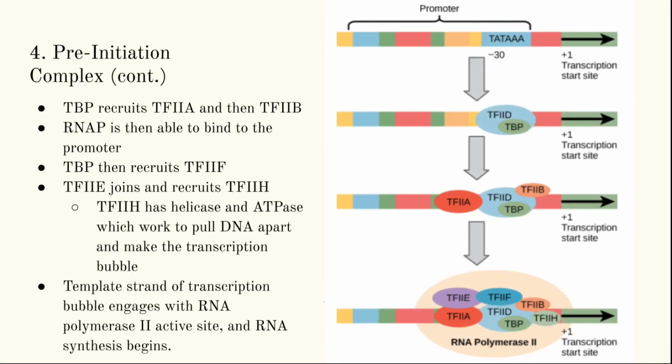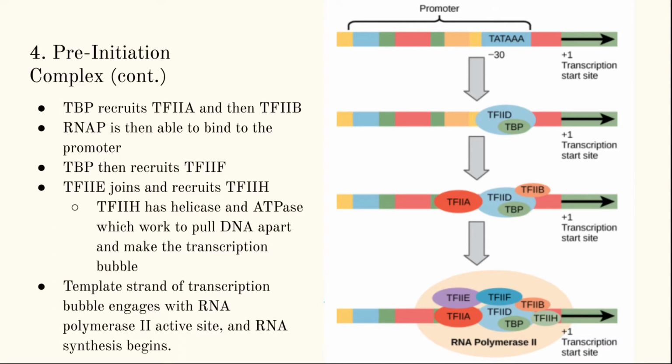Earlier I mentioned DAB-Phe, which is the acronym used to say in which order the transcription factors join into the promoter region to let RNA polymerase bind and do its job. As I mentioned, the TATA binding protein comes in first, which is just a subunit of transcription factor 2D. Then TATA binding protein recruits transcription factor 2A and then transcription factor 2B. Once those are in, RNA polymerase is able to bind to the promoter, as we see on the right. Then the TATA binding protein recruits transcription factor 2F.